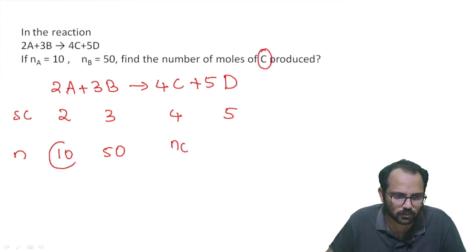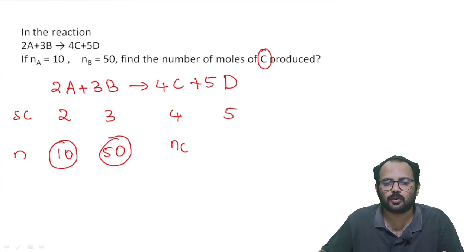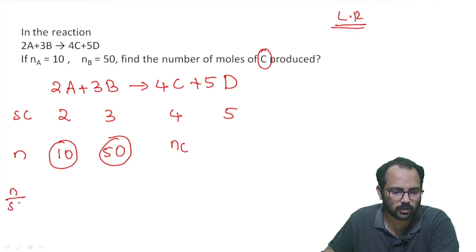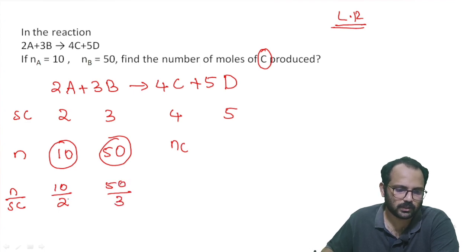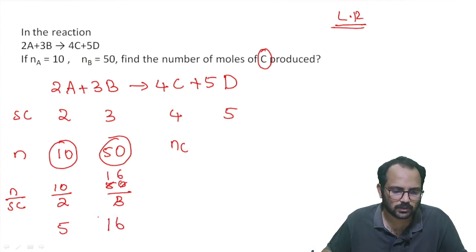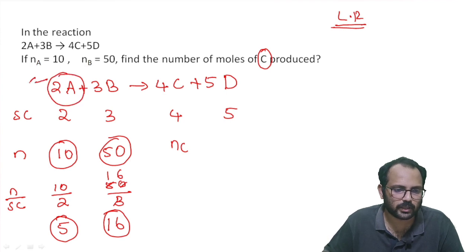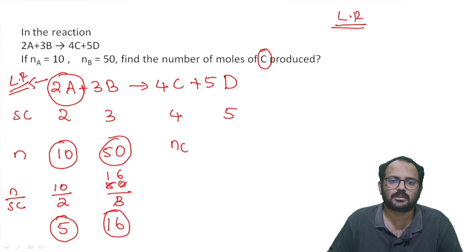But they have given the values of two reactants. If they have given the values of two reactants, I have already told you what you have to find. You have to find out the limiting reagent. How will we be finding it? N by stoichiometric coefficient. So 10 by 2 here, 50 by 3 here. 10 by 2 is 5. 50 by 3 is going to be 16 point something, right? So whatever it is, 16 point something will come, and what do you need? You need the lowest value. So which one has the lowest value? A has the lowest value. So you got the limiting reagent. A is your limiting reagent.